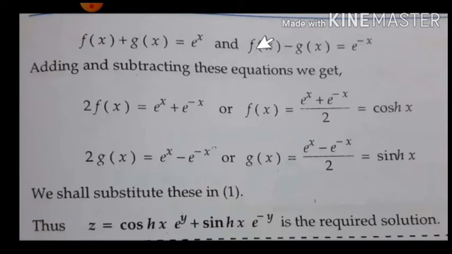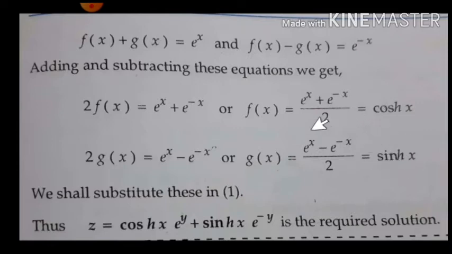Similarly, when you subtract, f of x minus f of x gets cancelled. g of x minus minus becomes plus, so 2 times g of x. The right hand side is e to the power of x minus e to the power of minus x. Then what is g of x? g of x is e to the power of x minus e to the power of minus x divided by 2, which is nothing but sine hyperbolic function of x.